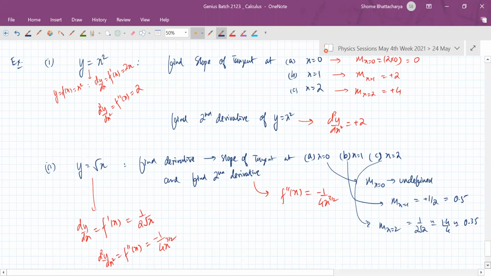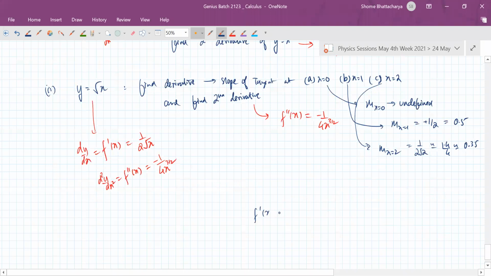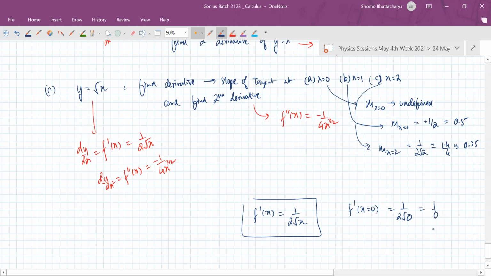Now देखो, here there is a little problem. What is my derivative? My derivative is 1/2 root x. So here if I substitute x equal to 0, what I'm trying to calculate is 1 by 2 root 0, which is as good as 1 by 0. Now 1 by 0 is not infinity. 1 by 0 is undefined because it is an illegitimate operation in maths.